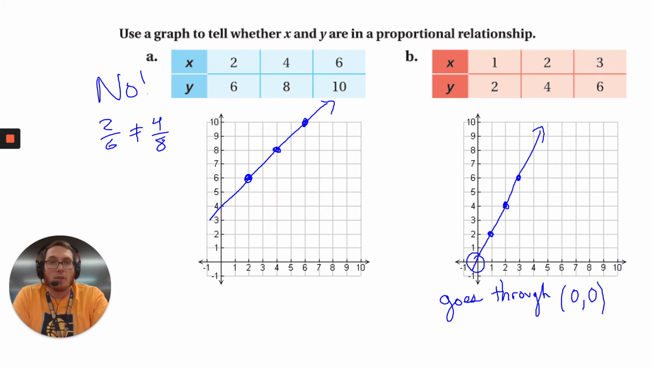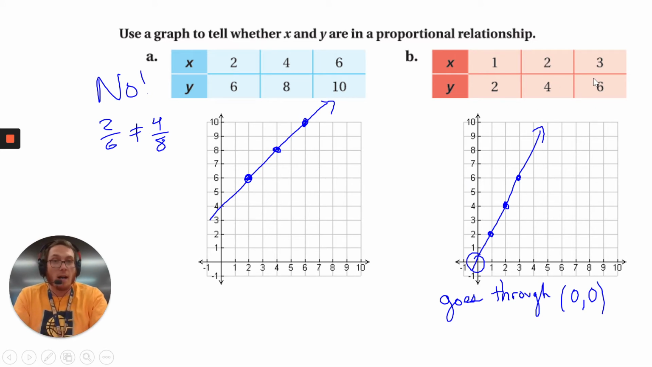The other way to tell if something is proportional is by looking at the graph. Notice both of these make lines. So this one here, if I plot the point 2, 6, that's over to the right 2 and up 6, and then 4 and 8, etc. There's a relationship here. But if I were to keep this graph going, it's going to hit on the y-axis up at 4.